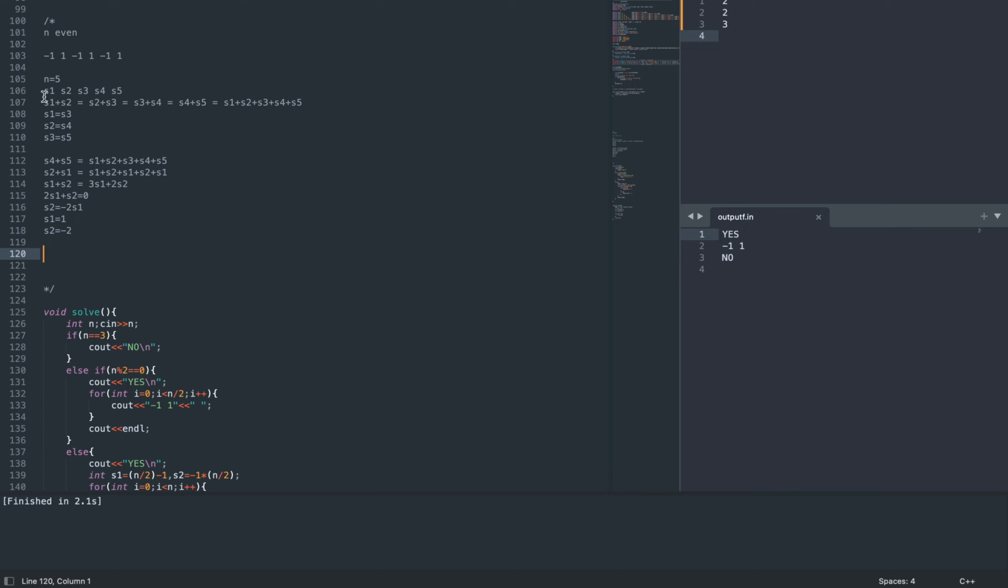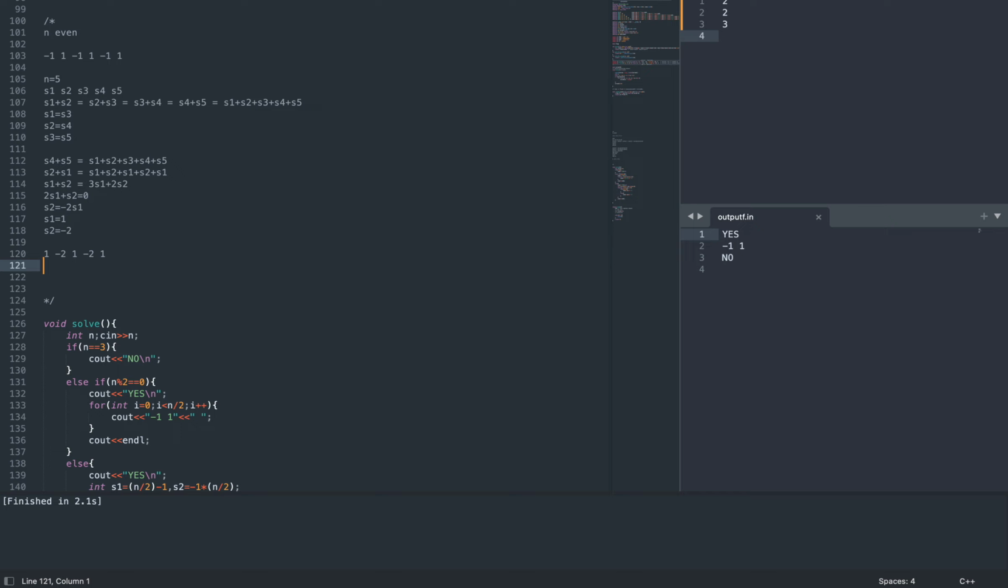So now for n is equal to 5, the value of s1 s2 s3 is 1 minus 2 1 minus 2 again 1. The sum of the whole array is minus 1. The sum of any adjacent pair is minus 1. So our condition is always true.